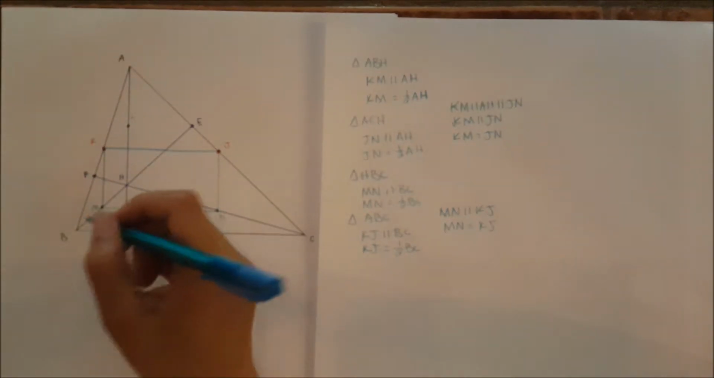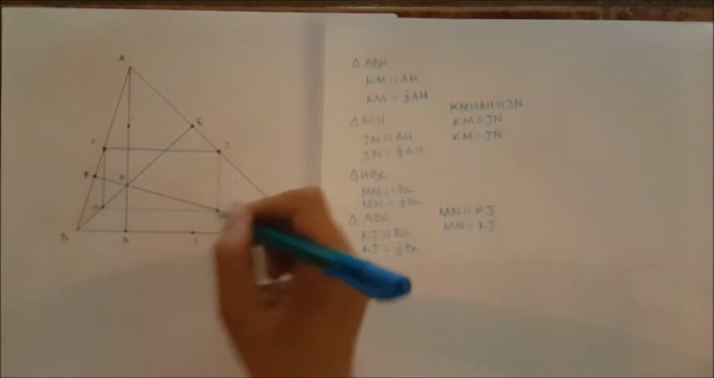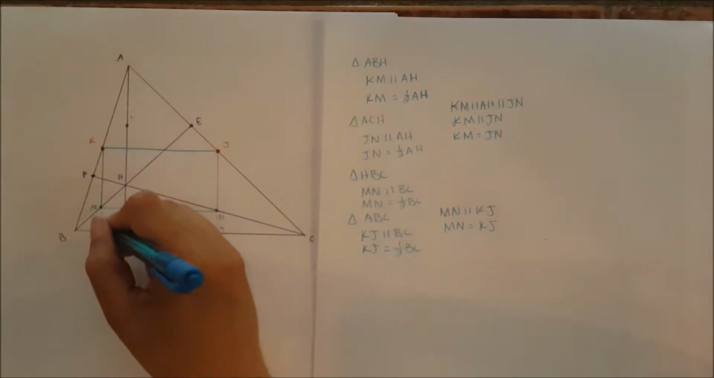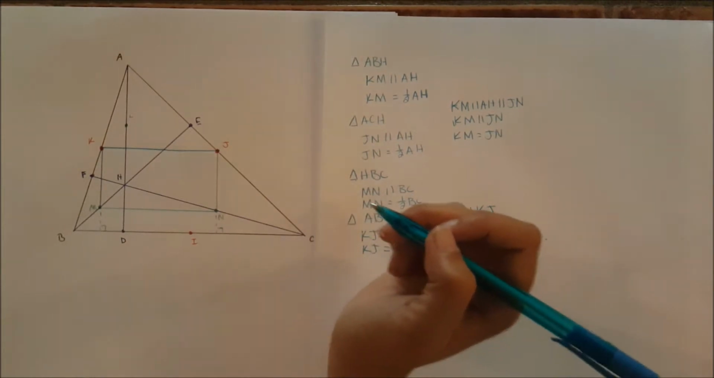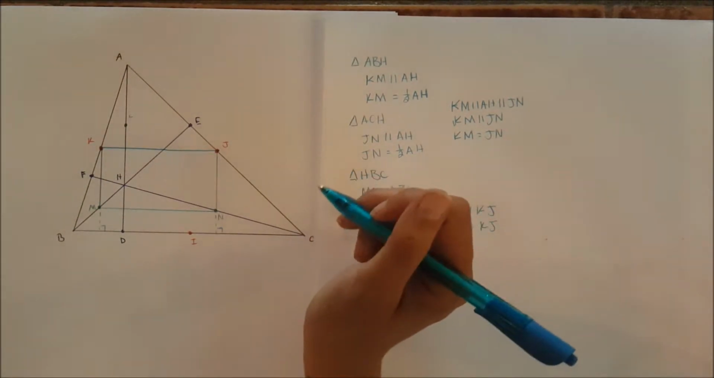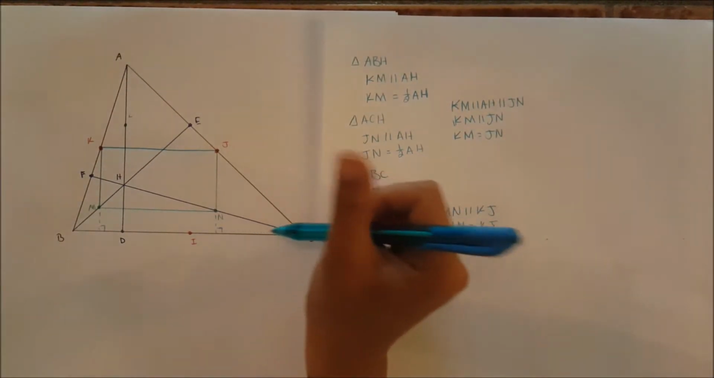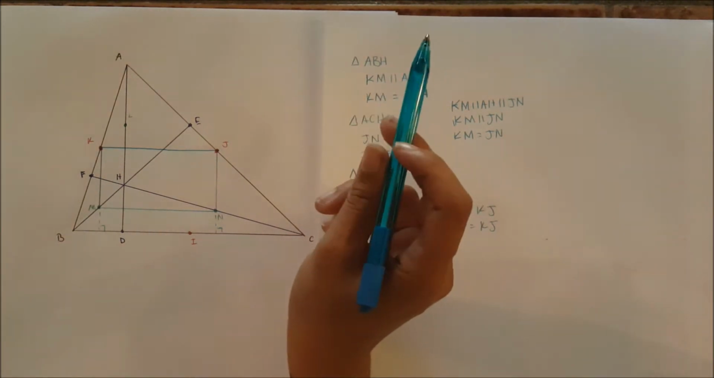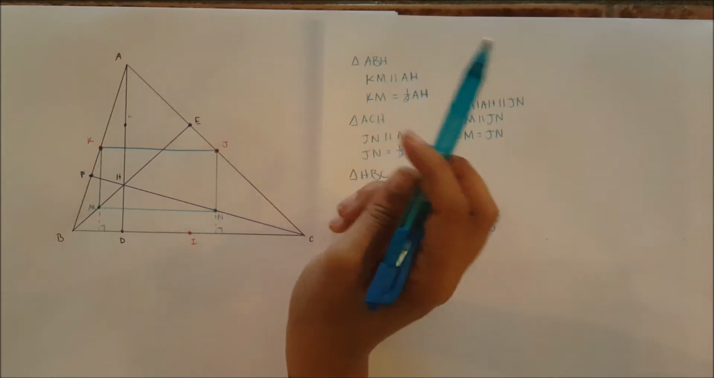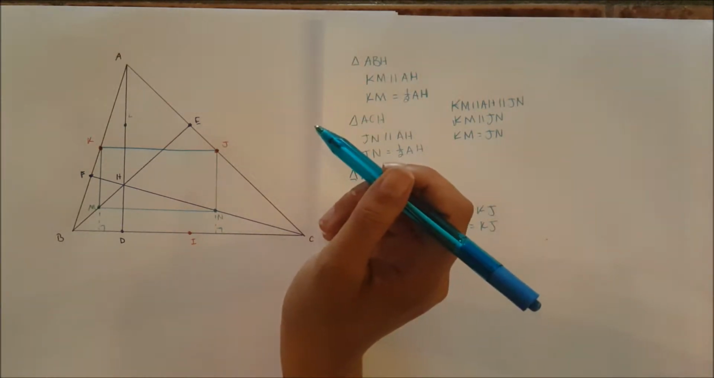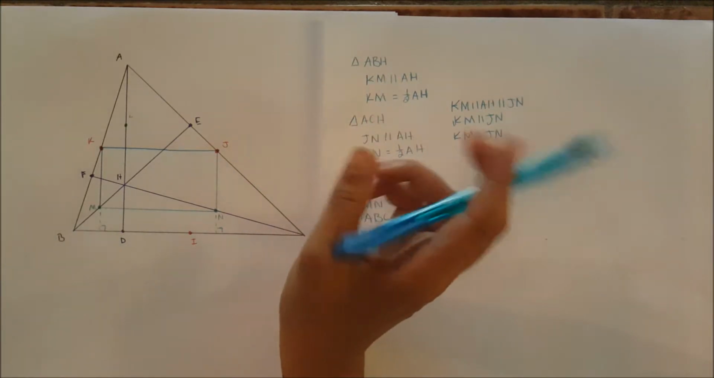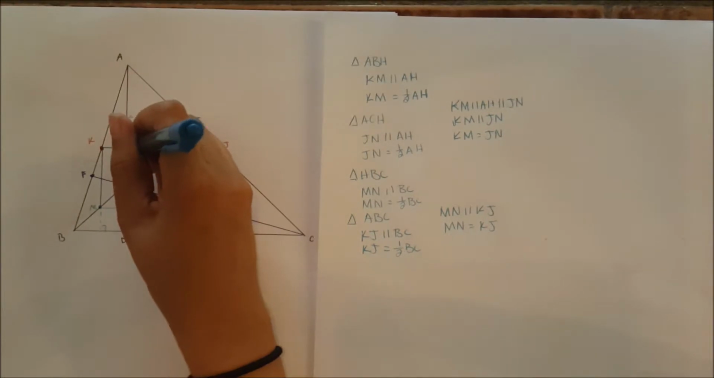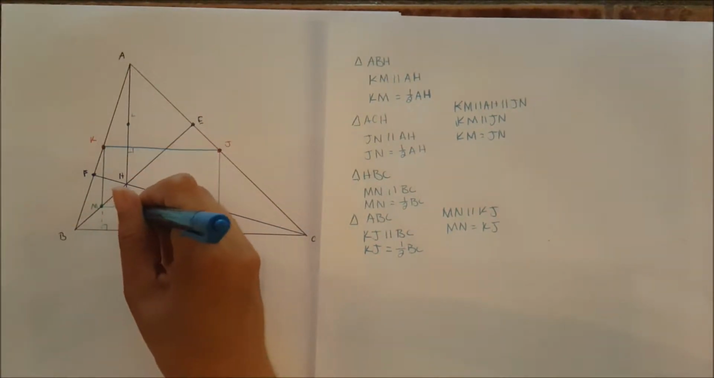That if we extend these segments, they are perpendicular. KM is perpendicular to BC, and JN is perpendicular to BC, since KM and JN are parallel to AD, and AD is perpendicular to BC. We can also see that KJ and MN are perpendicular to AD.